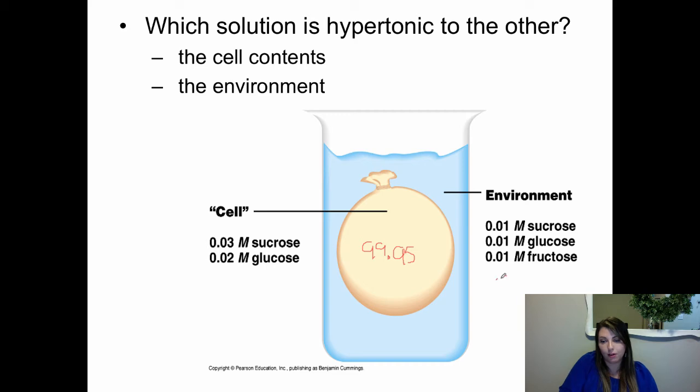We have 0.03 moles of sugar outside of our cell. So that's going to leave us with 99.97% water. So the amount of water outside of our cell is greater, so that water is going to rush into the cell, and that makes our cell hypertonic to our hypotonic outside environment.